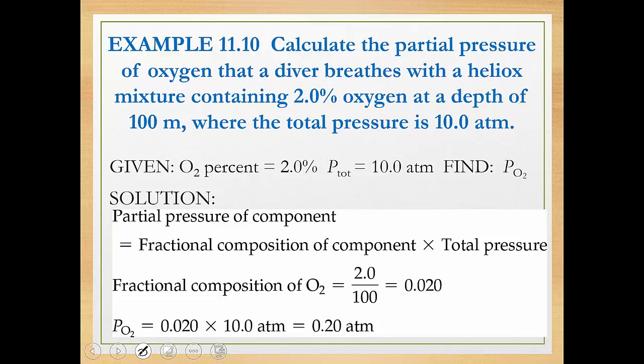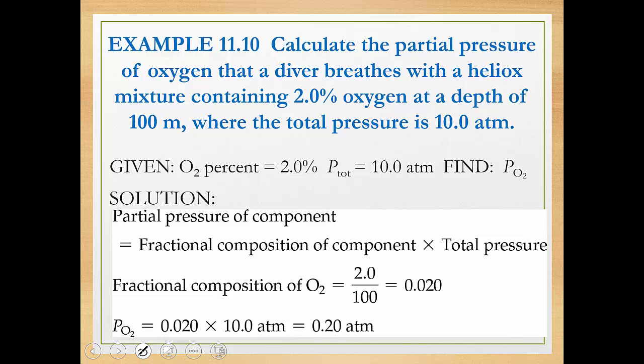Now, there are some examples of how you would calculate that. This is exactly what a diver would do. Let's say that the diver is going to 100 meters. So the pressure at 100 meters is going to be about 10 atmospheres. And they need a Heliox mixture that has 2% oxygen at that point.